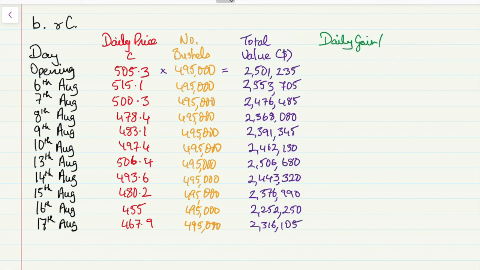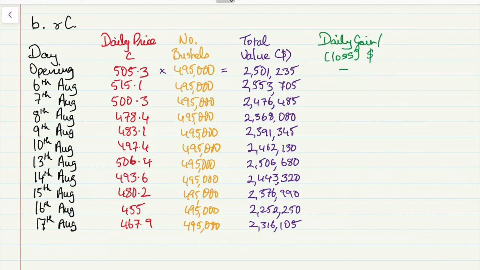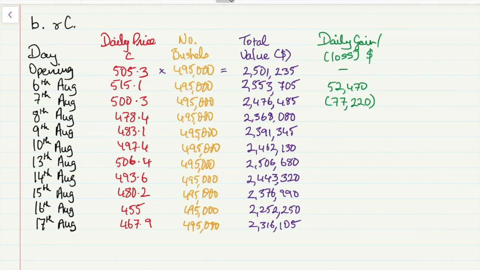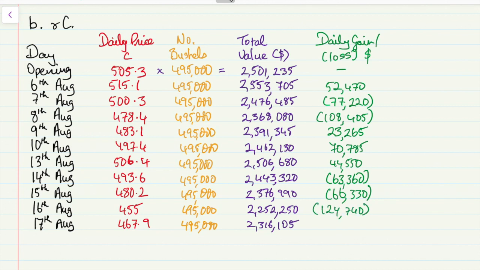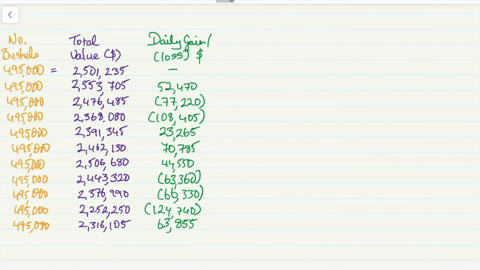So once we have that, we want to know what the daily gain or loss was, because later on we'll be able to use that to look at our margin call. And so you can see there, 108,405 is a loss at one stage, but then there's gains of 70 and 44 and so on. And so there's big variations throughout the 2-week period.